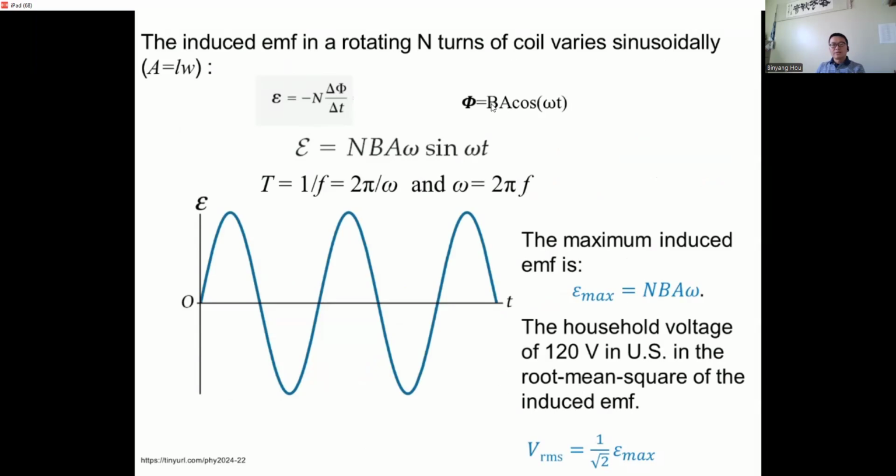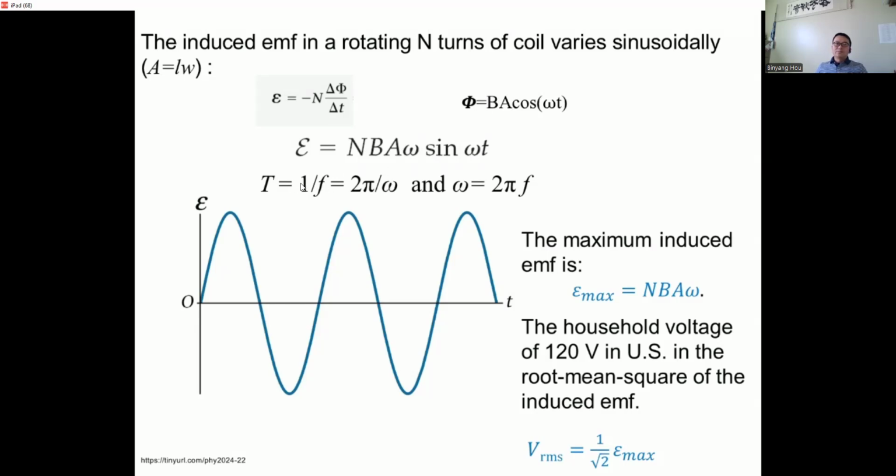So B and A are not changing. If you take the change of cosine over time t, this is like a rise over run, which gives you the slope. If you have a cosine function, the slope will be a sine function. So that gives you sine, and then omega comes out here. At the end, you'll get N turns times B times A times omega times sine of omega t. In here, omega is the angular frequency.